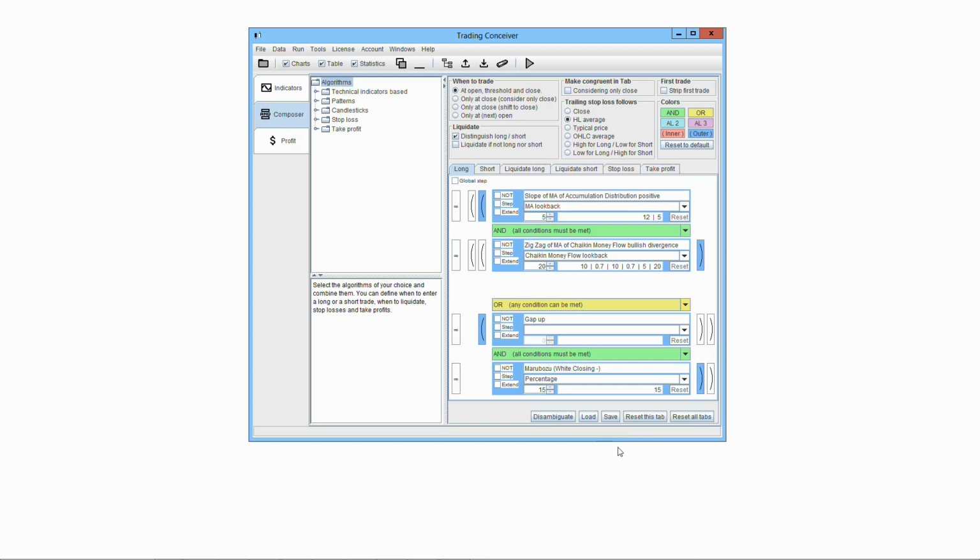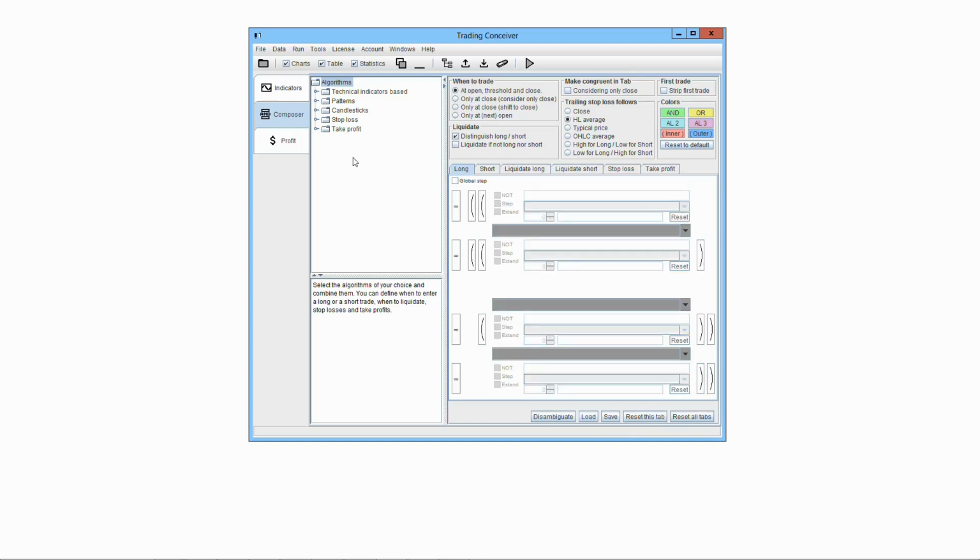To reset the current tab, press the Reset this tab button. To reset all the tabs, press the Reset all tabs button. To reset all selection panes of both the Indicators and the Composer tabs, press the correspondent icon in the toolbar.